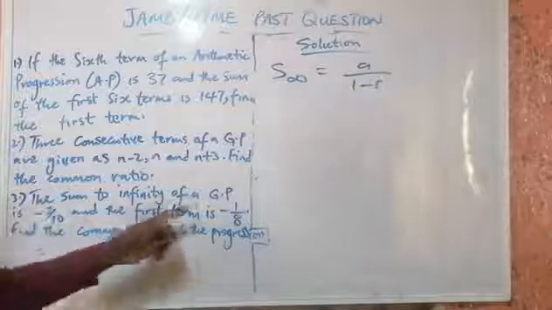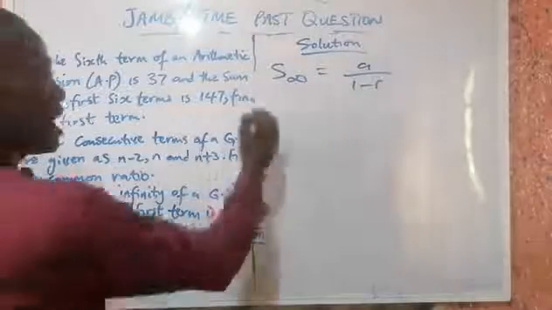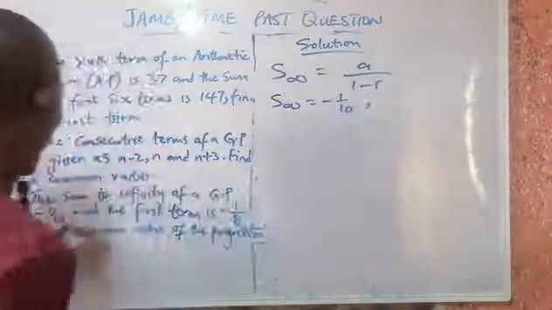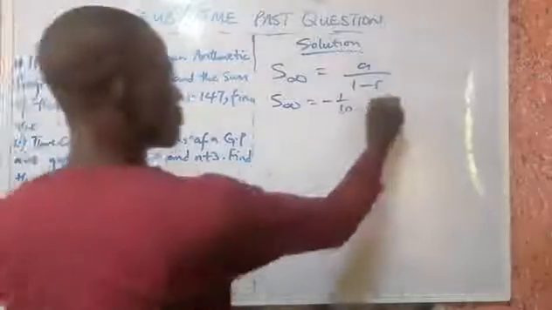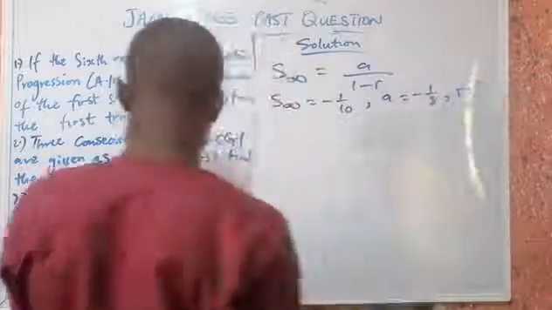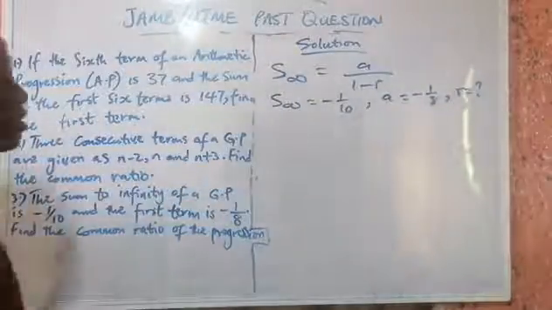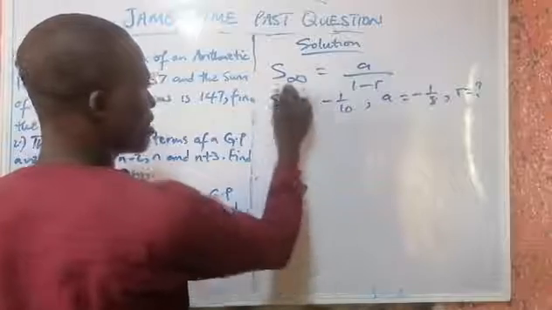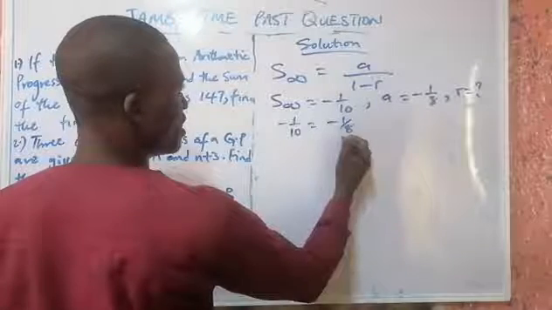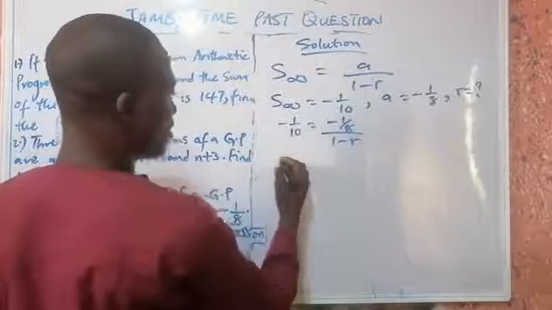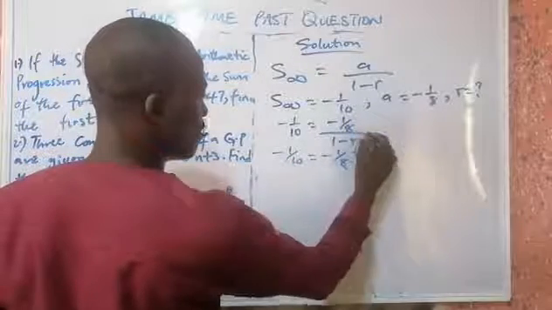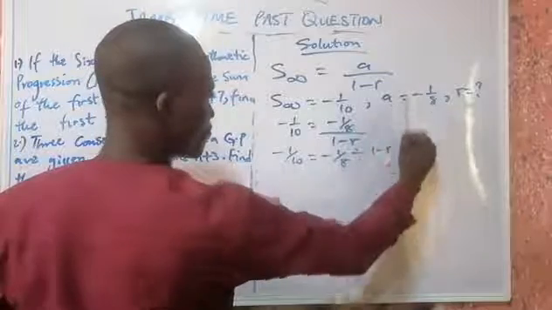So let's state what we have here. They say sum to infinity is given as minus 1 over 10. Our first term, which is A, is given as minus 1 over 8. And then they want us to find what? The common ratio. That is the question. So I can use this formula now. Sum to infinity is minus 1 over 10 equals my A, minus 1 over 8, divided by 1 minus R.